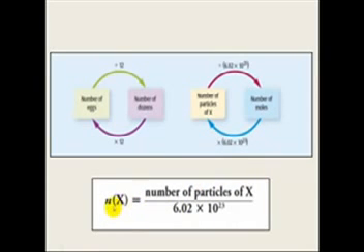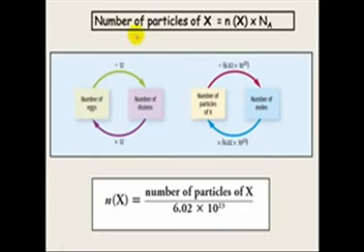So we can work out the number of moles of a substance, which equals the number of particles divided by 6.02 by 10 to the 23rd. So the number of particles divided by 6.02 by 10 to the 23rd will give us the number of moles of a substance. Or the other way around, the number of particles of X equals the number of mole of X times Avogadro's constant. So if I know how many mole there are, and I multiply by Avogadro's constant, I'll find out the number of particles of X.